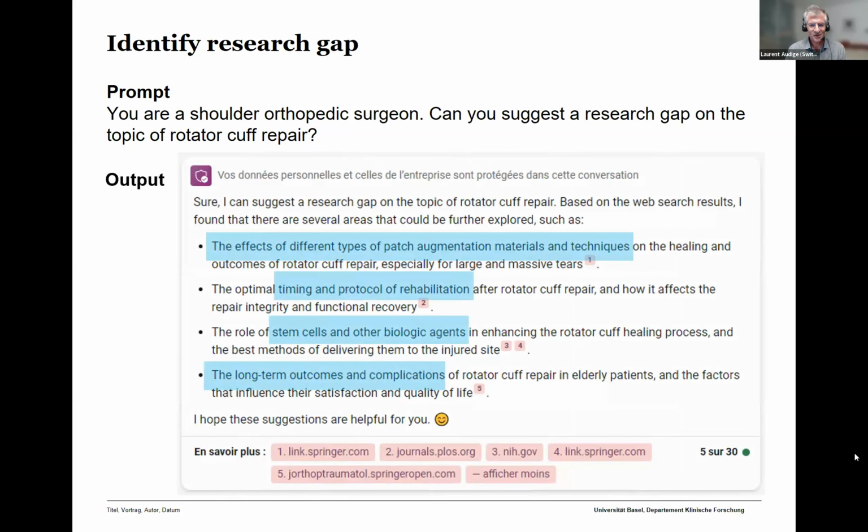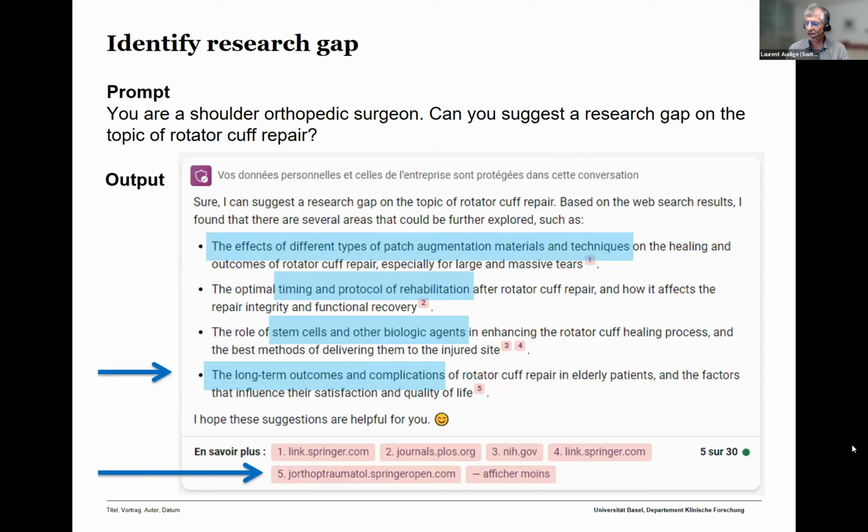Those that are familiar with the topic will recognize some of the topics being proposed. The effect of patch augmentation on the healing of large and massive tears, very much on target. Timing and protocol of rehabilitation. Stem cells and other biological agents to enhance cuff healing. And then the fourth one, which is probably more my topic, outcome research: the long-term outcome and complications of repair in elderly patients, and the factors influencing their satisfaction and quality of life. So, wow, this is really amazing, what ChatGPT told us.